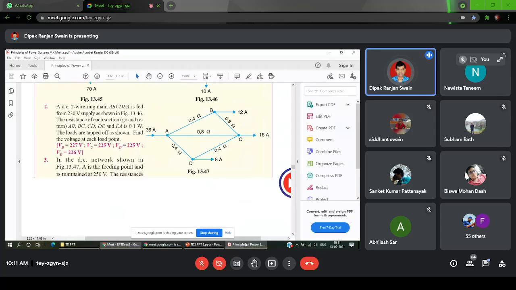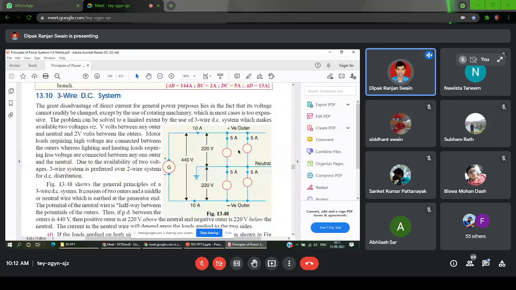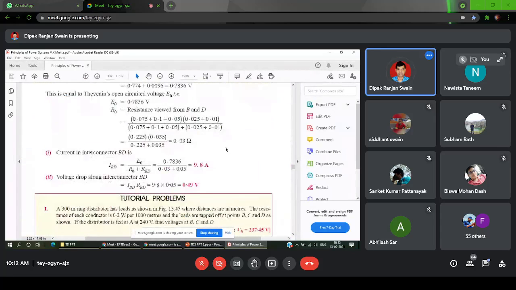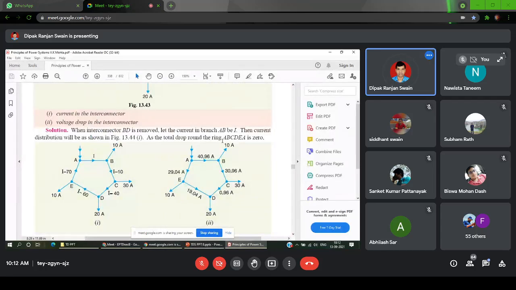Now let us go to these, which are all about DC problems. As I have told, there are a few types of problems on the DC distributor. One is the concentrated loading type, where you find out the concentrated loading. Also, there are two types: feeding at one end, feeding at both ends, and then feeding at both ends with unequal voltage. Okay.